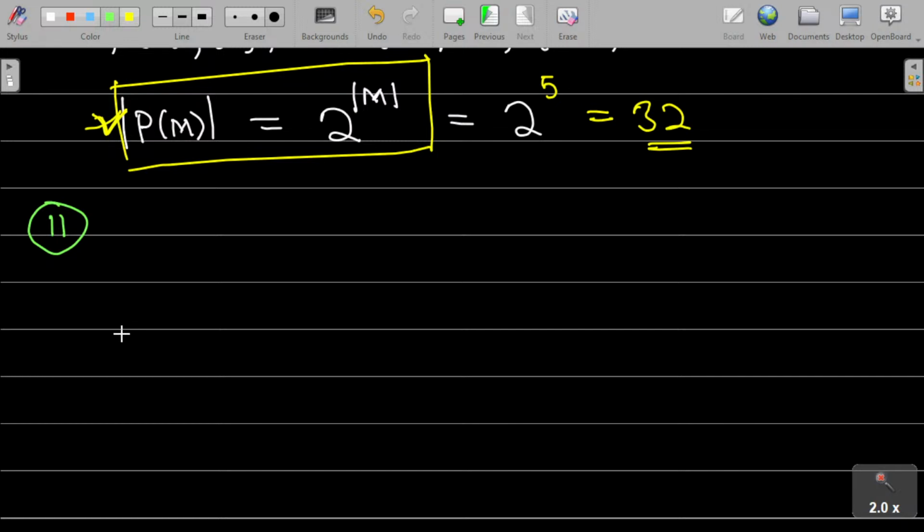Number 11 says if 13n is equal to 13n minus 1, we should find n.